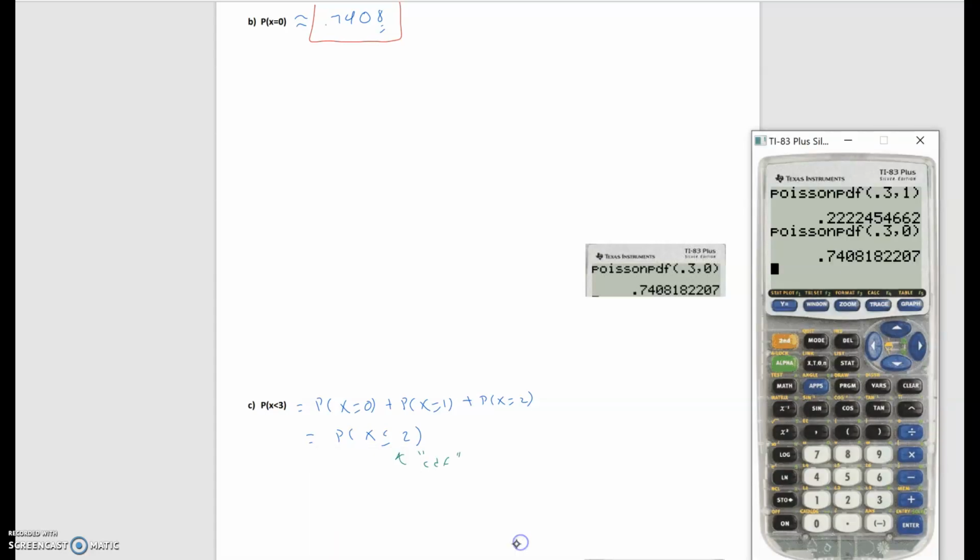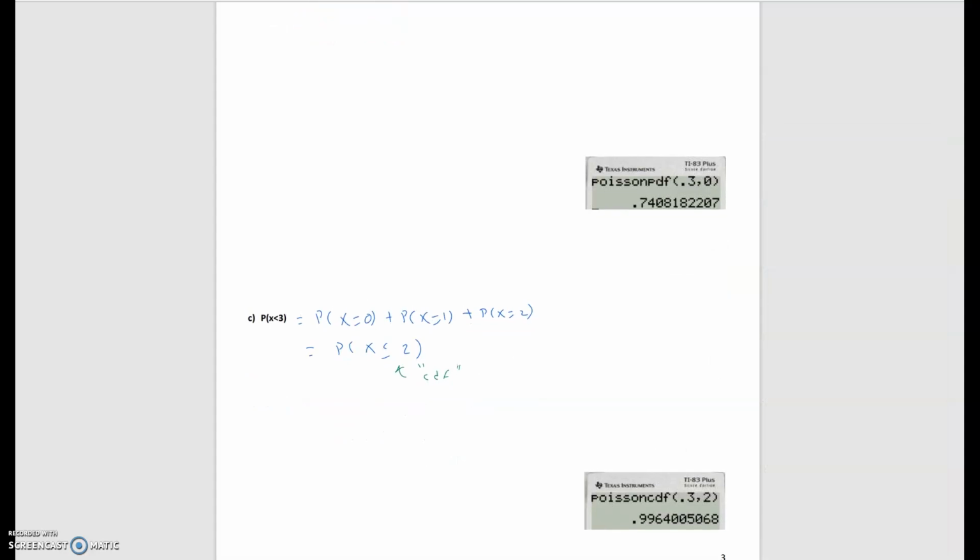Now, let me show you this one. So it has the same inputs. CDF will want the mu, and then technically, because it says less than 3, you're not including 3, you're just going to evaluate 2. And this one will give us 0.9964. I already put the code here. So this one's giving us approximately 0.9964.